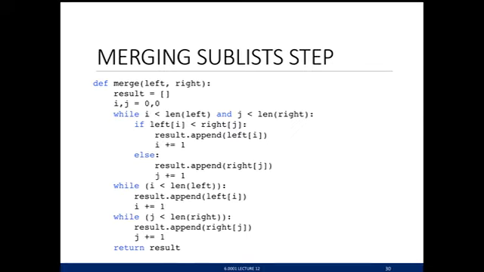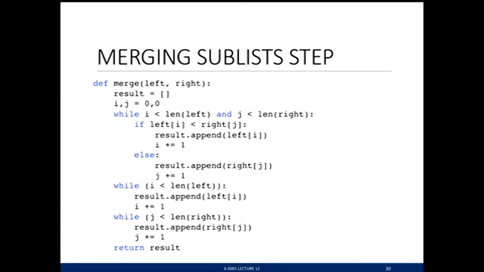We say, as long as there's still something in the left list and still something in the right list, i is less than the length of left, j is less than the length of right, do the comparison. If the left one's smaller, add it to the end of result, right? I'm appending it because I want it to be in that sorted order, and increase i. If it's not, add the right one to the end of result and increase j. And I'll just keep doing that until I exhaust one of the lists.